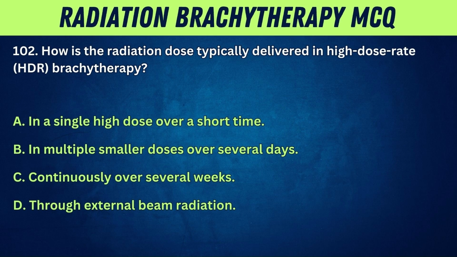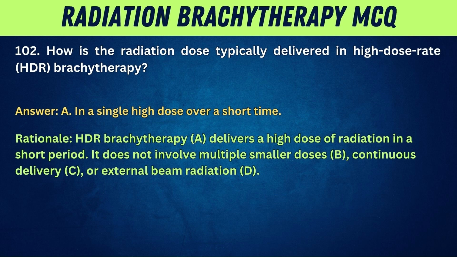102. How is the radiation dose typically delivered in high-dose rate (HDR) brachytherapy? A, in a single high dose over a short time. B, in multiple smaller doses over several days. C, continuously over several weeks. D, through external beam radiation. Answer: A, in a single high dose over a short time. Rationale: HDR brachytherapy (A) delivers a high dose of radiation in a short period. It does not involve multiple smaller doses (B), continuous delivery (C), or external beam radiation (D).